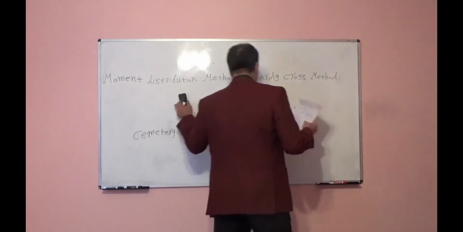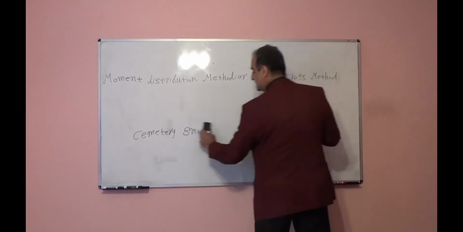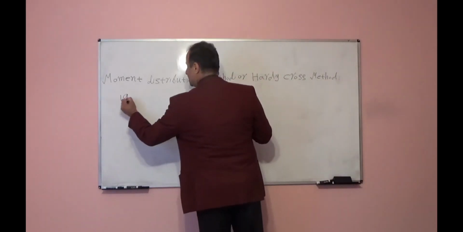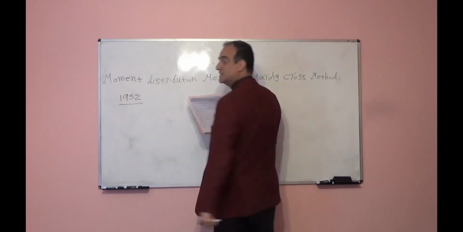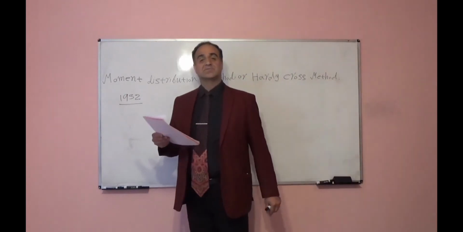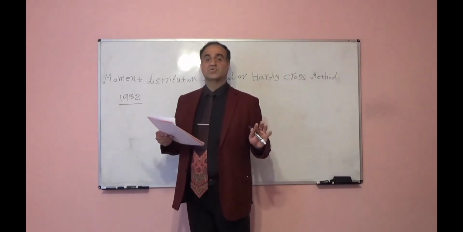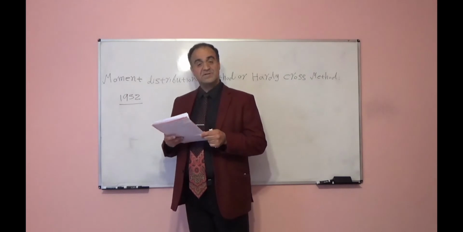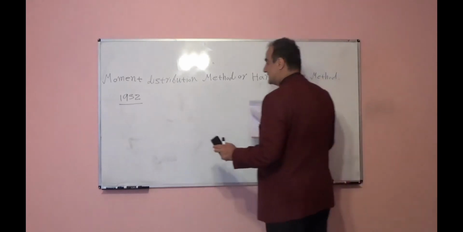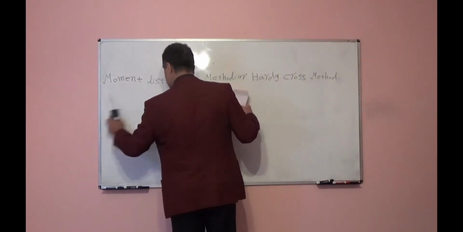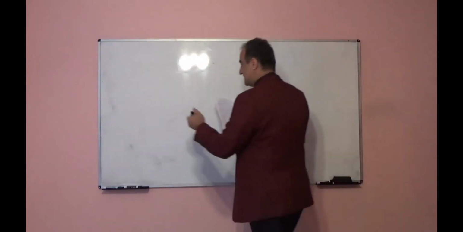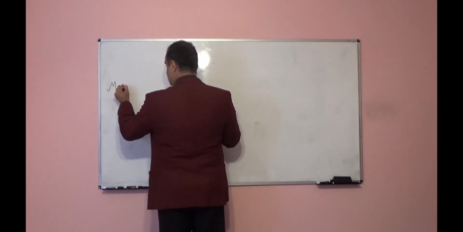Let's see, he published a paper in 1932 and he came up with this method in his paper. In order to solve indeterminate structures using the Hardy-Cross method, first you should be able to calculate member stiffness and carryover factors. I prove this, and then we will use only the result. So, what is the member stiffness? How can we find it?